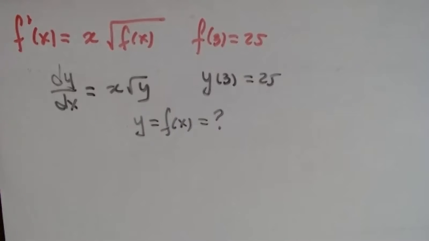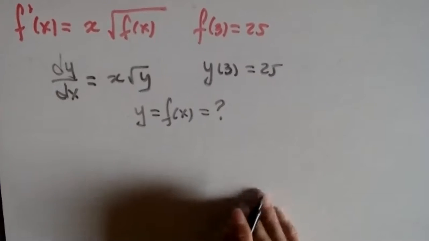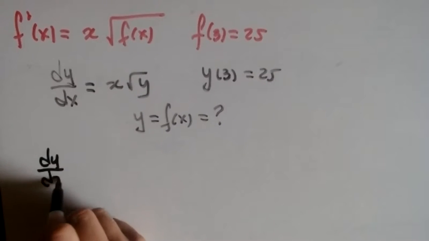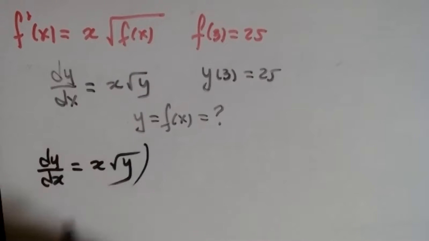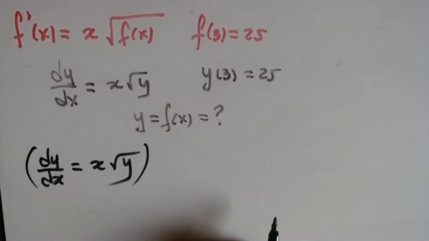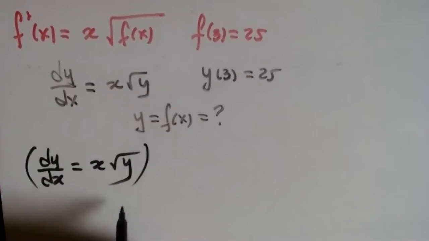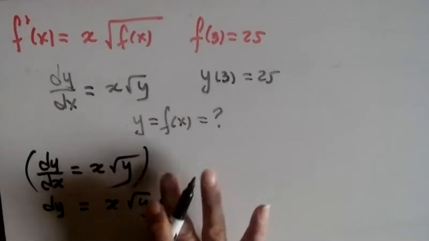What you have to do here? You have x's and y's mixed. So what you have to do? Put them on one side. How do I begin? You multiply by dx to the side. So multiply the equation by dx. dy equals x square root of y dx.